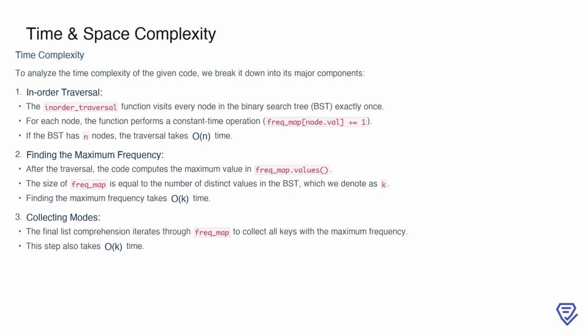Next, we find the maximum frequency by iterating through the values in the frequency map. Here, the number of distinct values in the tree is denoted as k, so this operation requires O(k) time. Finally, we collect the modes by iterating over the frequency map again to extract keys with the maximum frequency, which also takes O(k) time. These steps together form the foundation of our time complexity analysis.